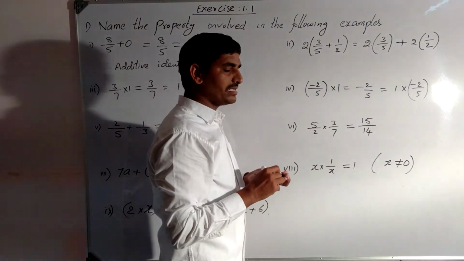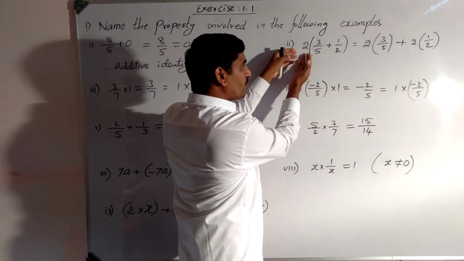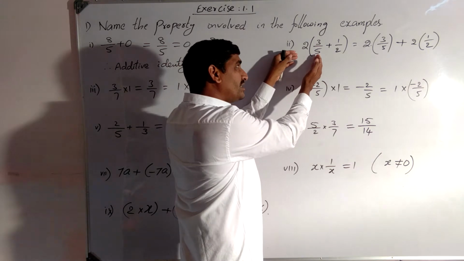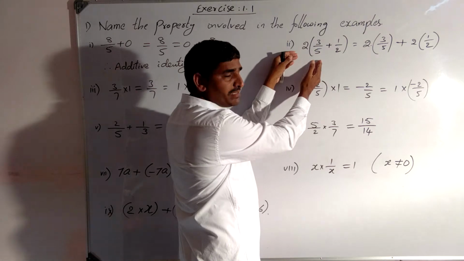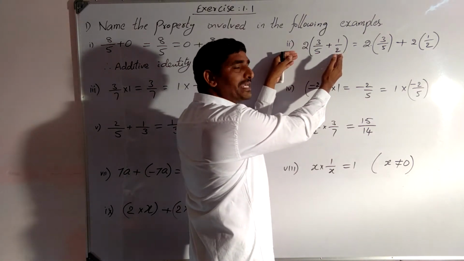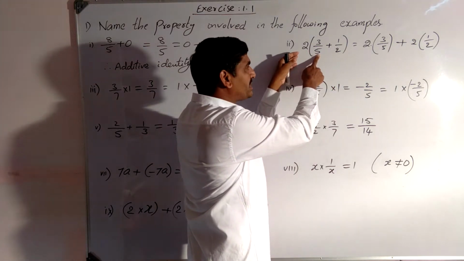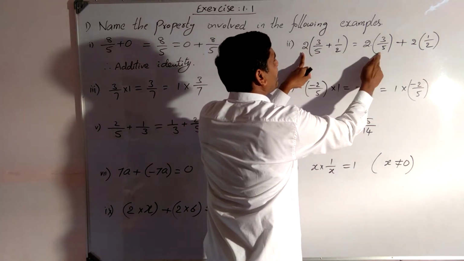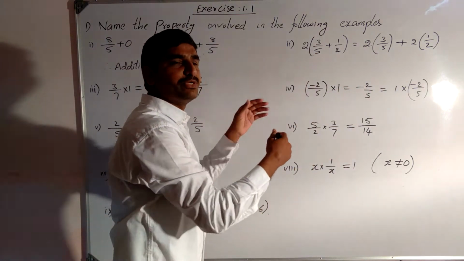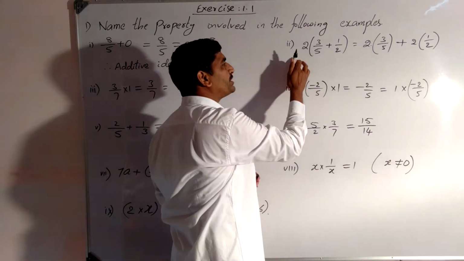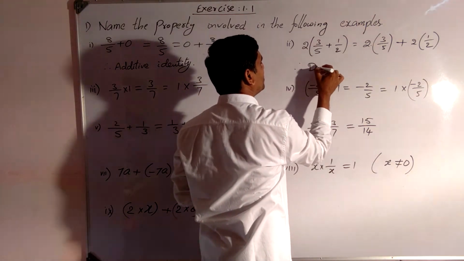The second one is 2 into 3 by 5 plus 2 into 1 by 2. 2 is distributed to the first term and 2 is multiplied to the second term. Two terms are there. 2 into 3 by 5 plus 2 into 1 by 2. This is the distributive. So 2 is distributed to the first term and the second term. Therefore, distributive property.